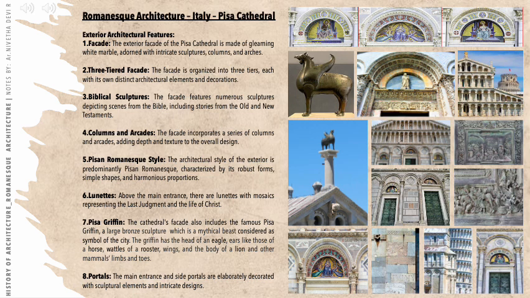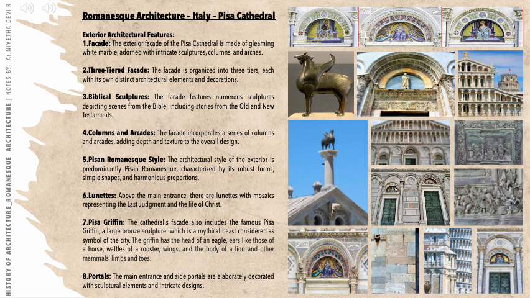Exterior architectural features. 1. Facade. The exterior facade of the Pisa Cathedral is made of gleaming white marble, adorned with intricate sculptures, columns, and arches. 2. 3-tiered facade. The facade is organized into 3 tiers, each with its own distinct architectural elements and decorations. 3. Biblical sculptures. The facade features numerous sculptures depicting scenes from the Bible, including stories from the Old and New Testaments. 4. Columns and arcades. The facade incorporates a series of columns and arcades, adding depth and texture to the overall design.